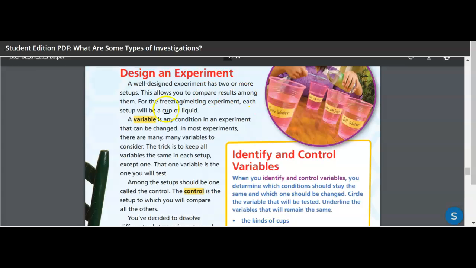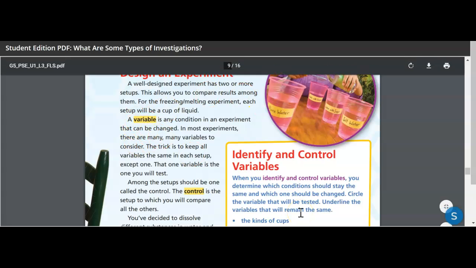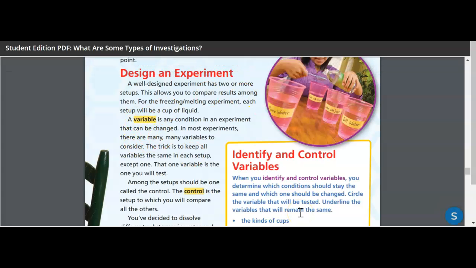A variable, your vocabulary word. A variable is any condition in an experiment that can be changed. So that is the part of the experiment where the investigator is changing it. In most experiments, there are many, many variables to consider. The trick is to keep all variables the same in each setup, except one.